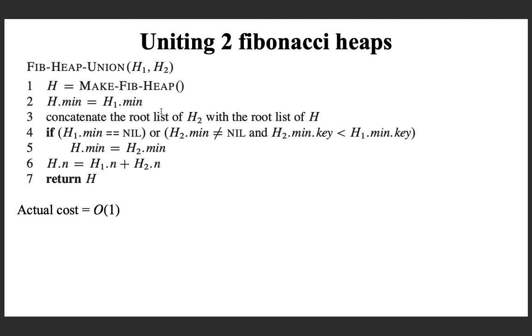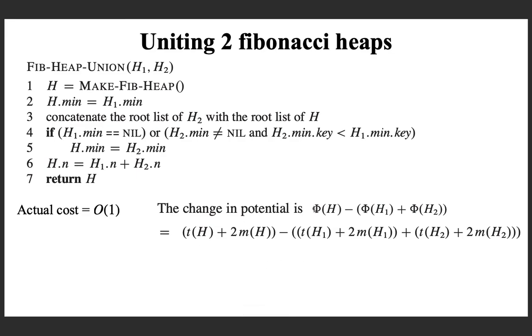And now we have to see what is the potential difference, which is nothing but the potential of the resulting instance, that is phi of h minus the phi of h1 plus phi of h2, because the initial instance is having 2 lists, and that is why the potential is added. And if you substitute the value of this function, phi of h is defined as the number of trees in h plus 2 into number of marked nodes in h. Similarly, phi of h1 and phi of h2 are defined.